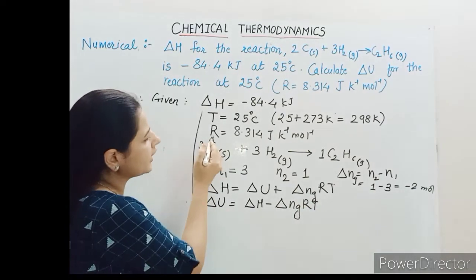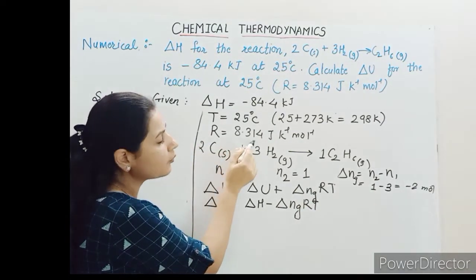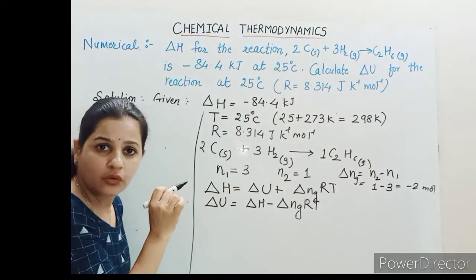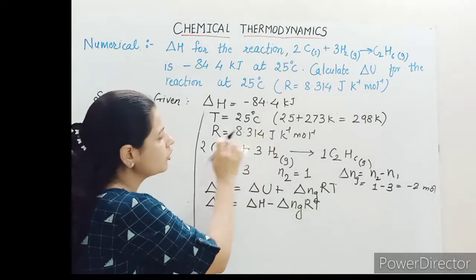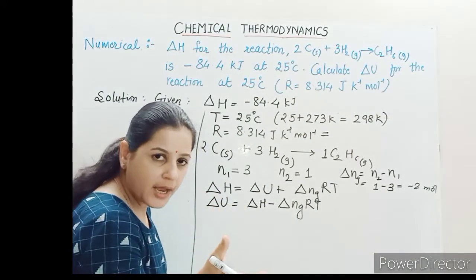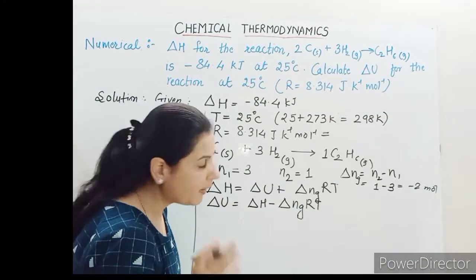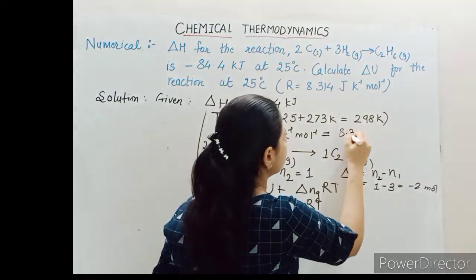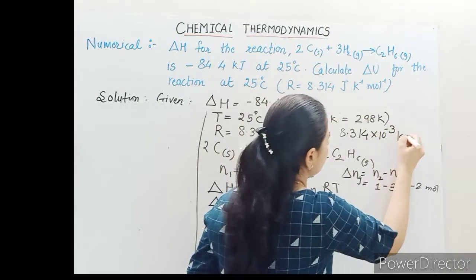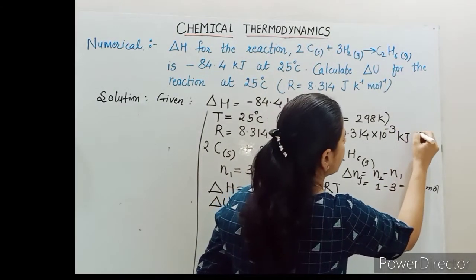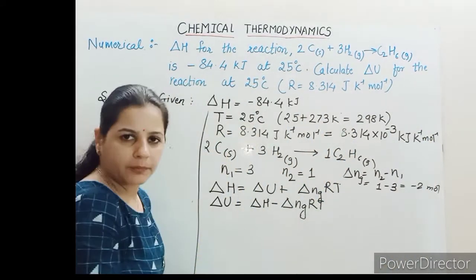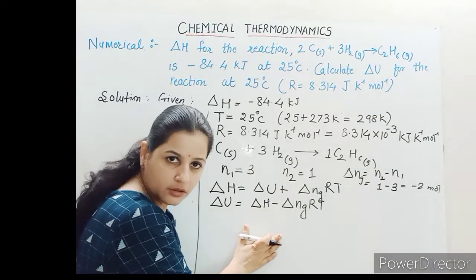Next, R is given to be 8.314 joule per Kelvin per mole and delta H is given in kilojoules, so we have to convert this also into kilojoules. Joules can be converted into kilojoules by multiplying with 10 raised to the power minus 3. So this will become 8.314 into 10 raised to the power minus 3 kilojoules per Kelvin per mole. Now all the units are proper and we can substitute them and find the answer.